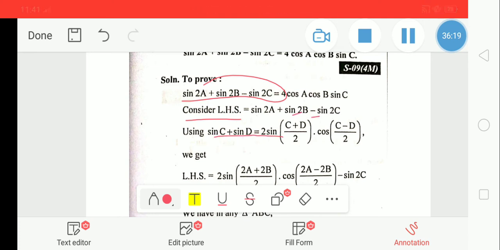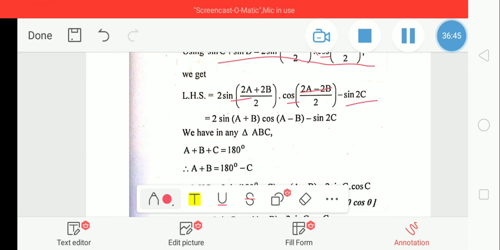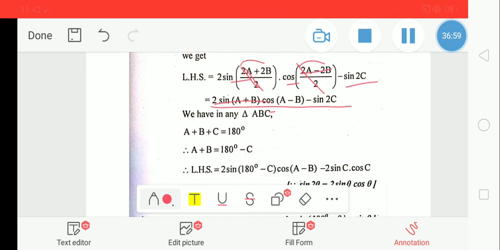Using this formula, sin C plus sin D is equal to 2 sin of (C plus D) divided by 2 multiplied by cos of (C minus D) divided by 2. This we are using here. So we get 2 sin of (2A plus 2B) divided by 2 multiplied by cos of (2A minus 2B) divided by 2, minus sin 2C. Here the 2 is common outside and they get cancelled. So 2 sin (A plus B) cos (A minus B) minus sin 2C.